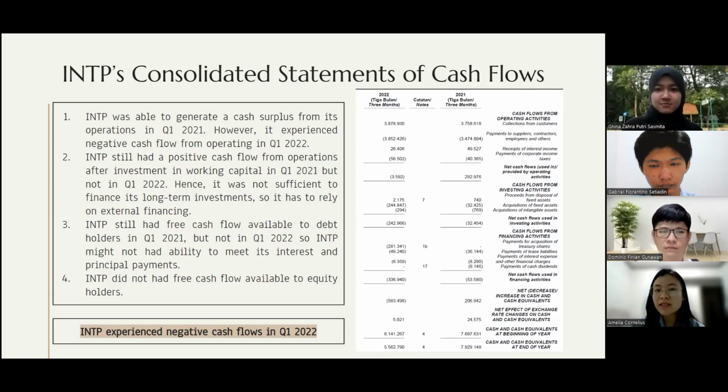Third, INTP still had free cash flow available to debt holders in Q1 2021, but not in Q1 2022. So INTP might not have the ability to meet its interest and principal payments, or have to borrow additional funds to meet their interest and debt repayment obligations, or cut some of their investment in working capital or long-term investment. The last one, because the cash flow was negative, INTP did not have free cash flow available to equity holders. Next slide, please.